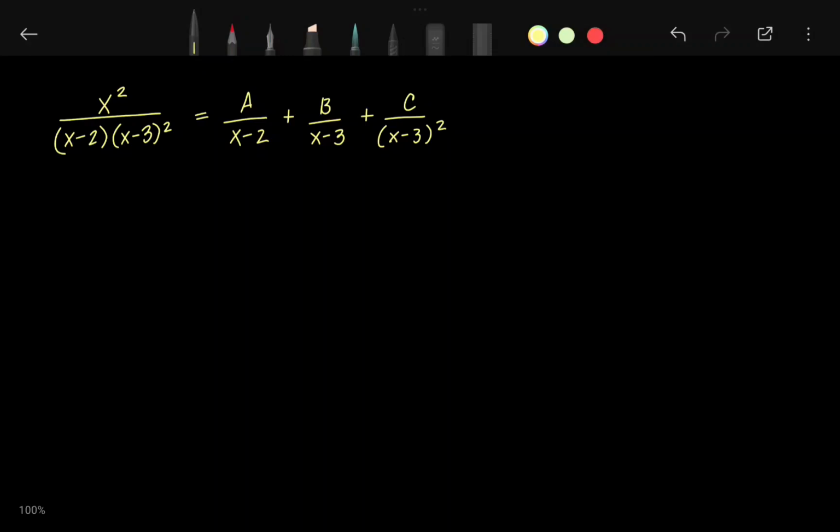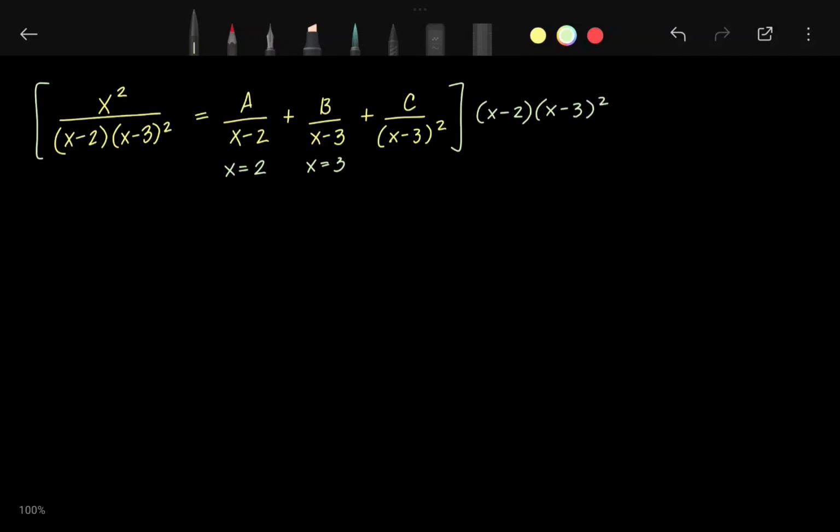Alright. Now, you can think of the factors already. The factor x minus 2 should be x equals 2, so that 2 minus 2 is equal to 0. Meanwhile, for x minus 3, this should be x equals 3, so that 3 minus 3 is equal to 0. How about for this one? Later. Okay, we can go with the Heaviside cover-up method, but I would like to show you multiplication first.